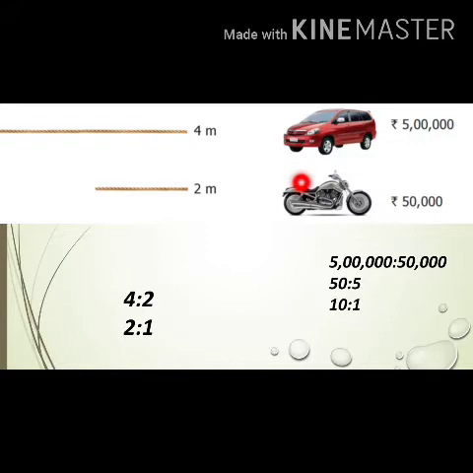Then the second situation is the cost of a car is rupees 5 lakh and the cost of a motorbike is rupees 50,000. This is expressed as 5 lakh is to 50,000. And the simplest form of the ratio of the car to the motorbike is 50 is to 5. Then we divide the numbers by 5. We get the answer as 10 is to 1.